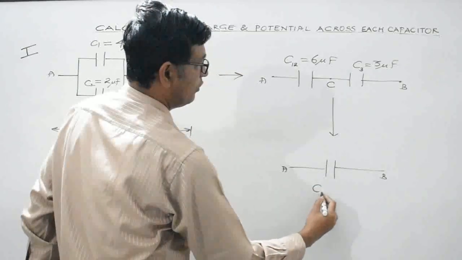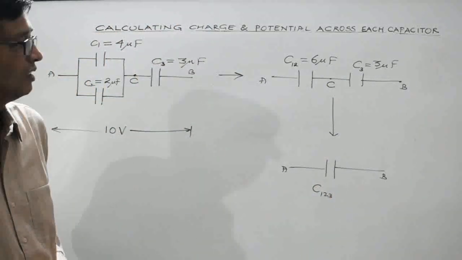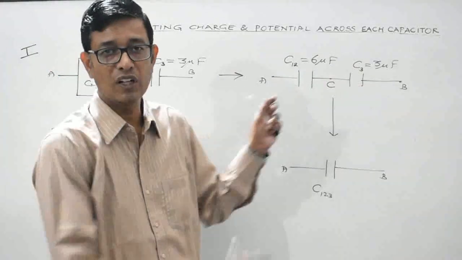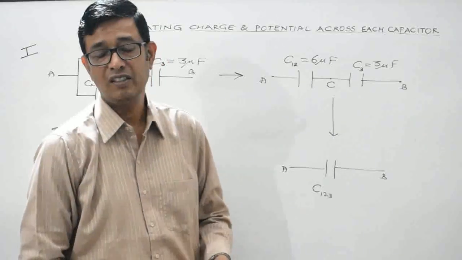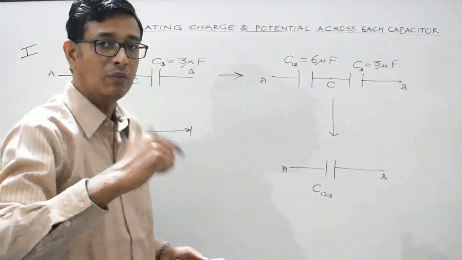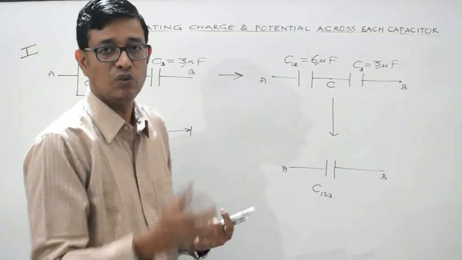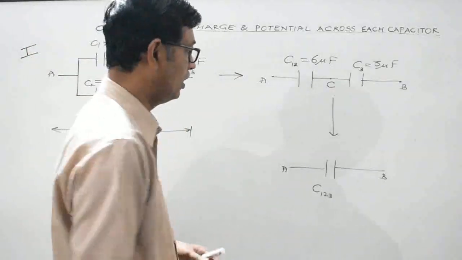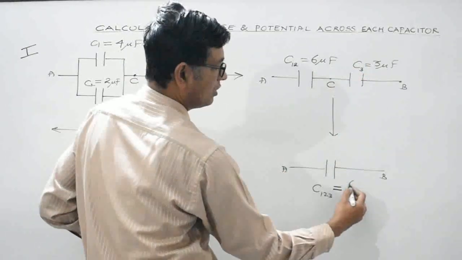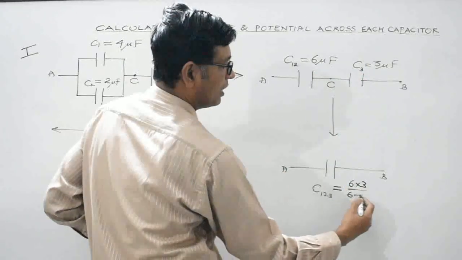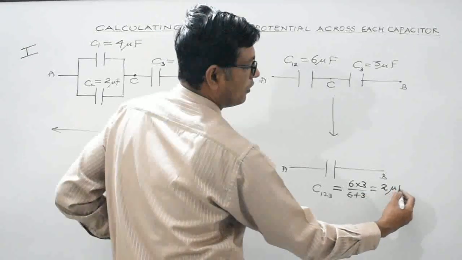Then, this is suppose C123, the resultant capacitance of the entire given network, right? Obviously, these 2 are connected end to end, so they are connected in series. In the series grouping, the formula is 1 by C equals 1 by C1 plus 1 by C2, or directly you can do C1 C2 divided by C1 plus C2. So over here, C123 will be given by 6 into 3 divided by 6 plus 3. So 18 by 9, that is 2 microfarad.